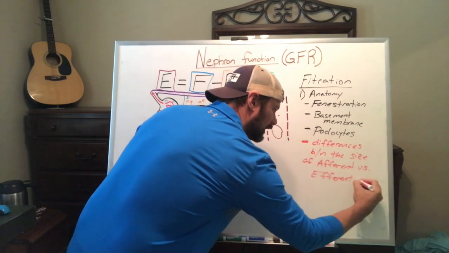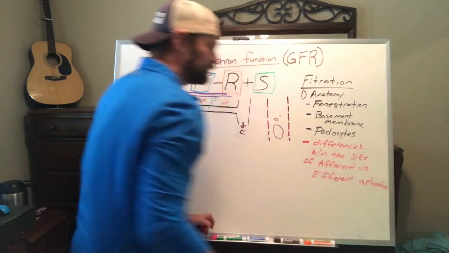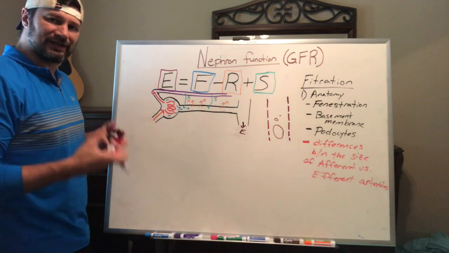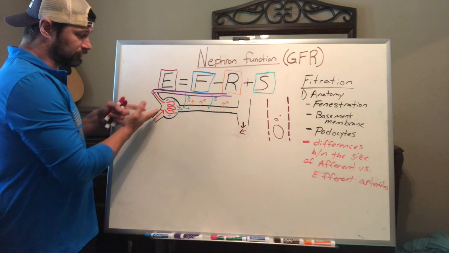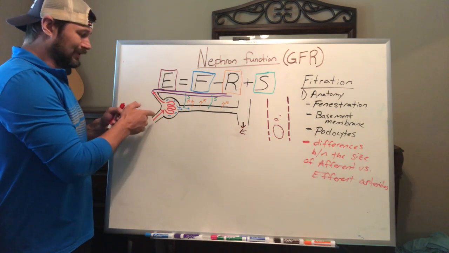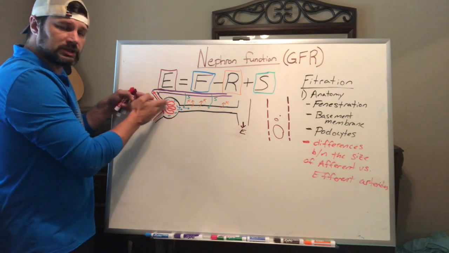Arterioles. And why is that? What is going to happen here? Well, these arterioles have different sizes. The afferent is bigger than the efferent, which means more blood can flow in than can flow out. What this does is it creates a high pressure system inside the glomerulus.